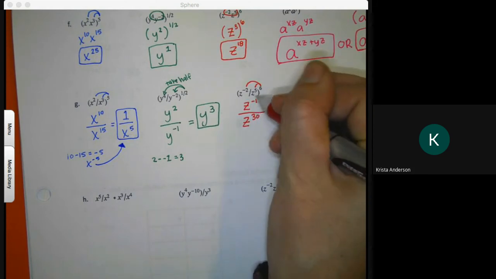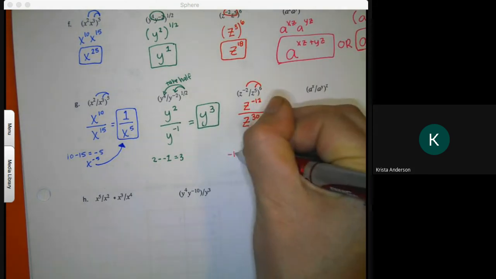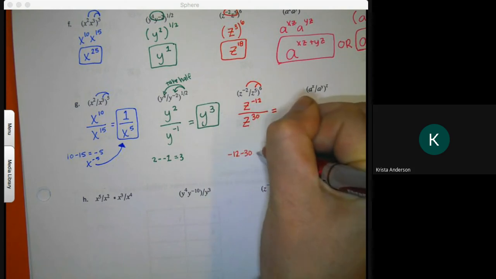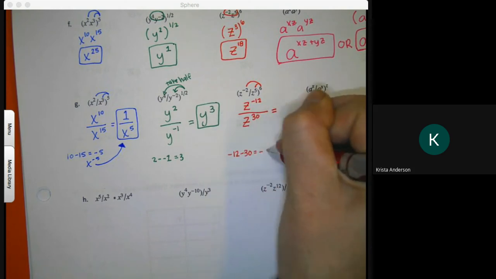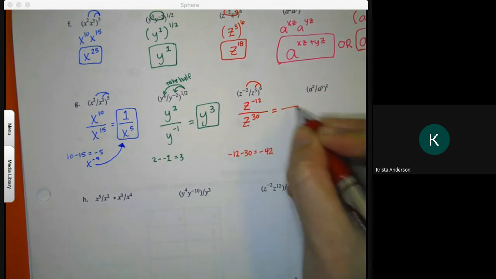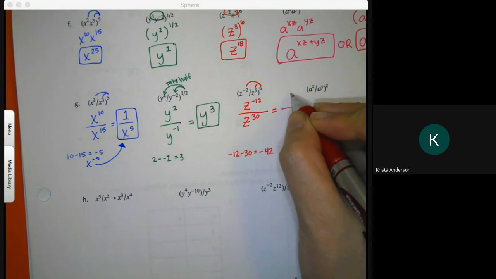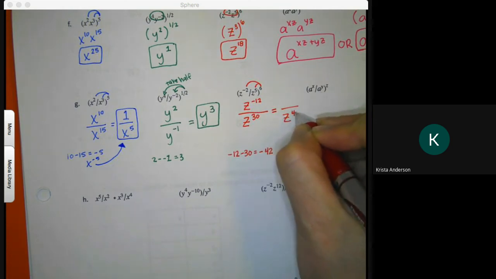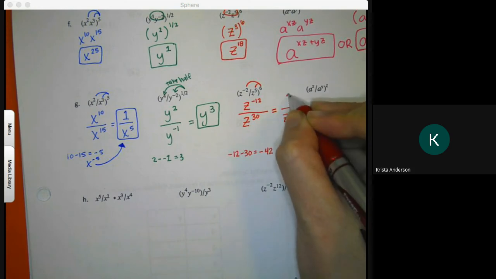I have a -12 on my top. I would minus the bottom. That gives me a -42, which is why when I write it, instead of writing z to the power of -42, I write it on the bottom as a positive.